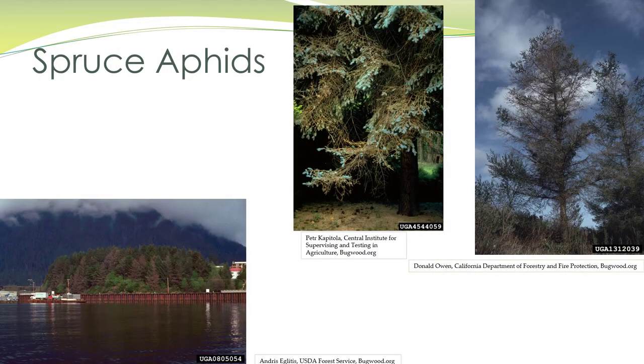And here's some of the damage you might see. The bottom left is Sitka spruce, and you can see many trees have been killed by this pest. On the right, it's also a Sitka spruce. In the middle, that's probably a Colorado blue spruce. This is very commonly seen in the Seattle area.